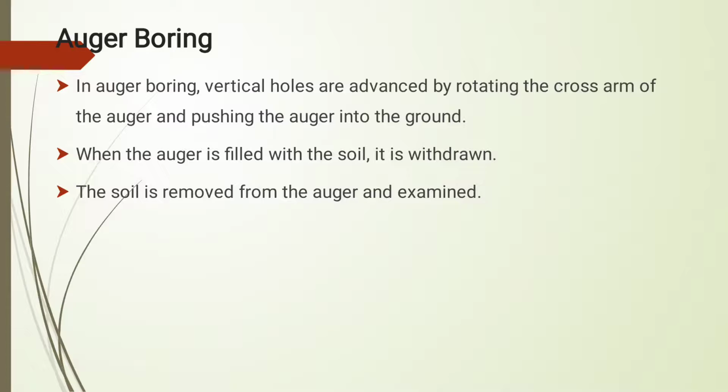Next, auger boring. Auger boring is done by advancing vertical holes by rotating the cross arms of the auger and pushing the auger into the ground. When the auger is filled with soil, it is withdrawn and rotated reversely for soil removal from the auger, and the soil is examined.